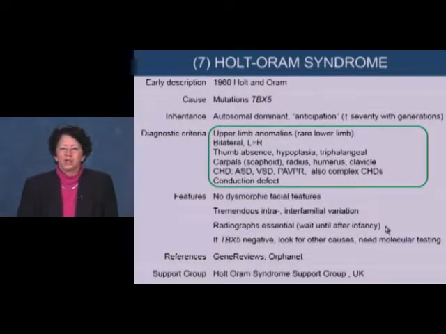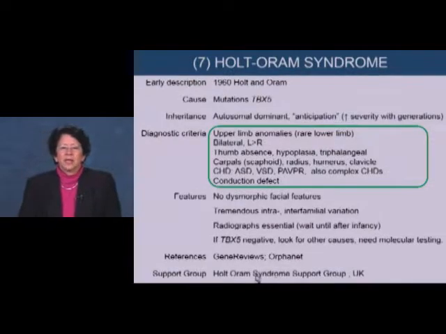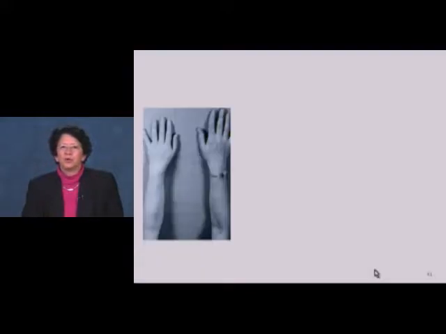Radiographs are essential, but wait until after infancy because many of the small bones are cartilaginous and would not be useful. If TBX5 is negative, we have to look for other causes, need molecular testing. And again, references on GeneReviews and Orphanet. There's a Holt-Oram support group in the UK.